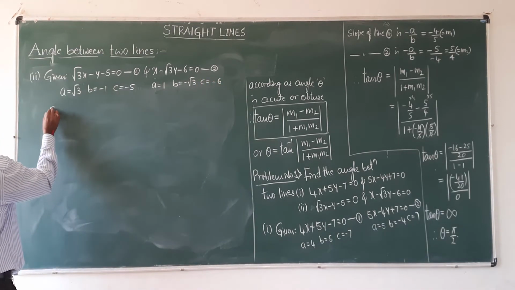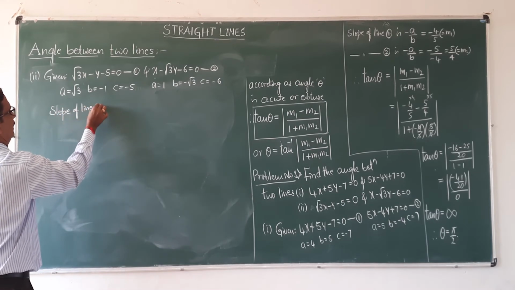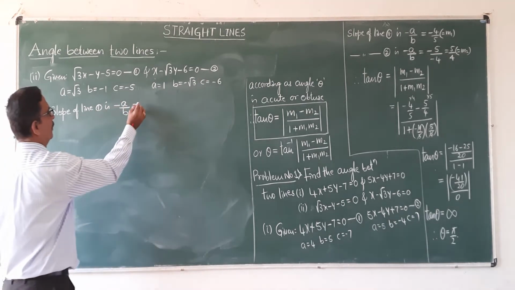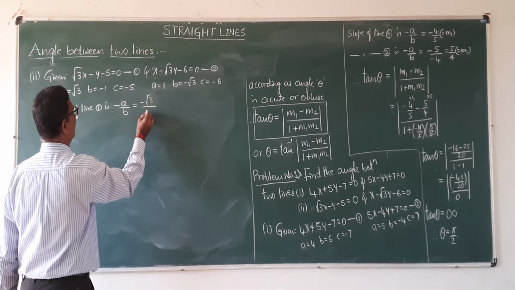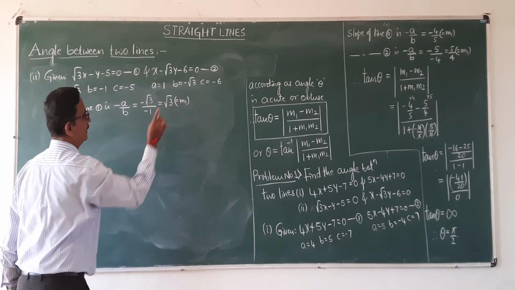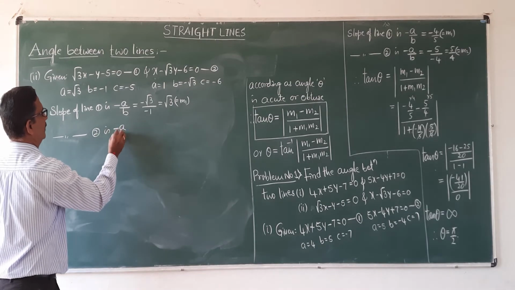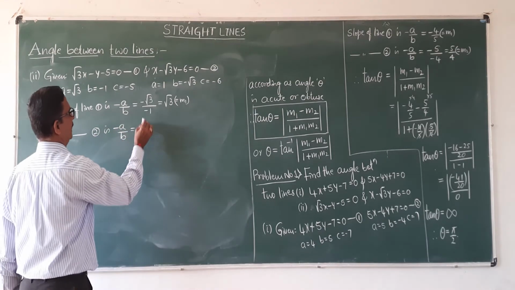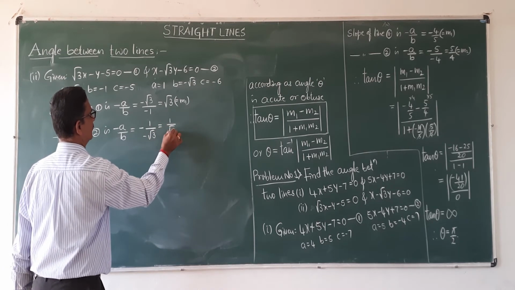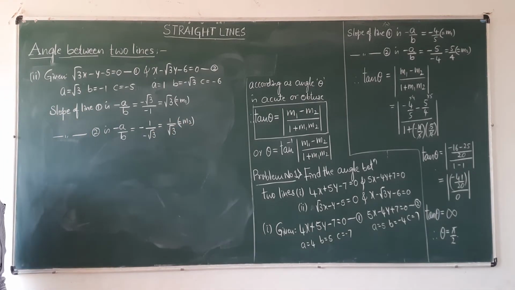right? Now to find the slope. Now slope of line 1, first line, you know the formula. What is that? Minus a upon b, right? So minus a value root 3, b value minus 1, minus into minus plus root 3, call it as m1. Then slope of line 2, second line, minus a upon b, minus a value 1, b value minus root 3, minus into minus plus 1 by root 3, call it as m2. We got both the slopes.